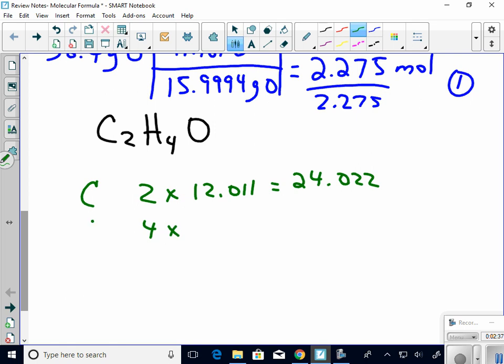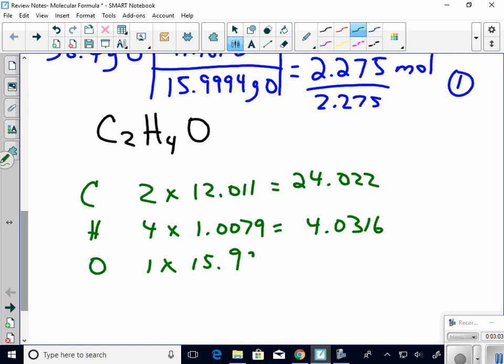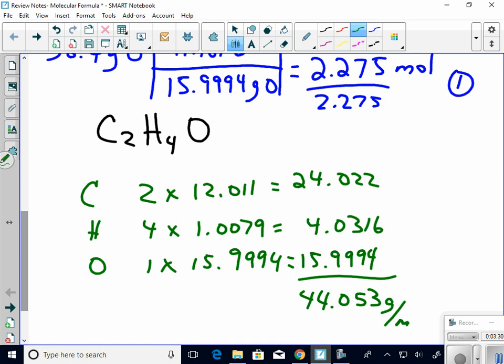Hydrogen is 4 times 1.0079. So that's going to give me 4.0316. Oxygen is 1 at 15.9994. So I come up with the mass of 44.053 grams per mole. That is the mass of my empirical formula.